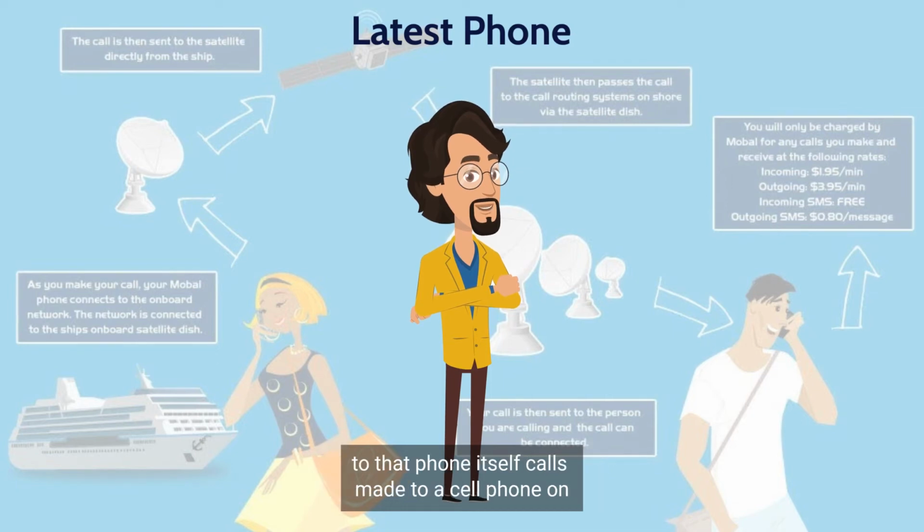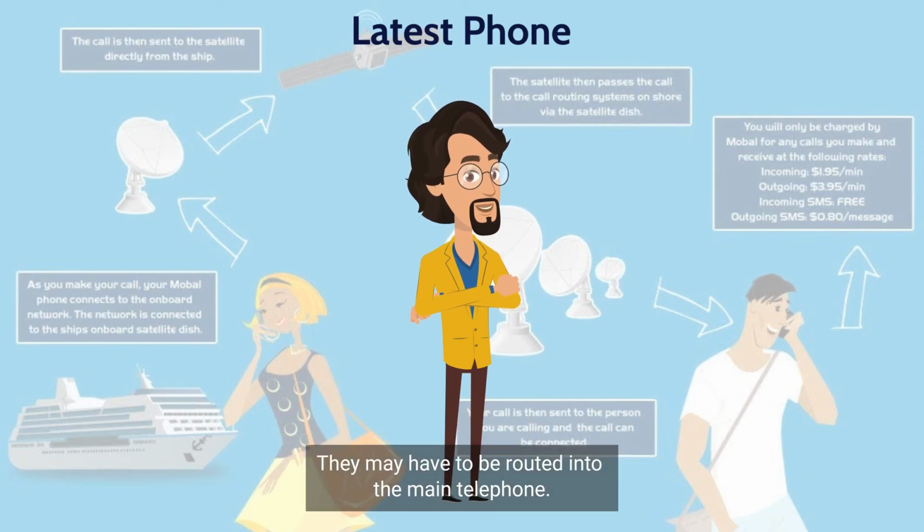Calls made to a cell phone on a different network or a landline follow a more lengthy path. They may have to be routed into the main telephone network before they can reach their ultimate destination.